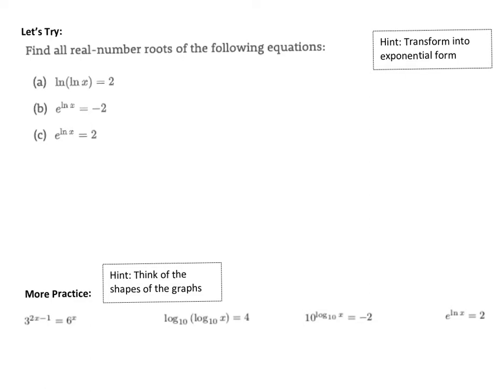So, part A, let's do that one together. Part A is ln of ln of x equals 2. Well, you need to realize that if we're going to put this into exponential, the base for ln is always e. Just like for log, the base is always 10 unless specified. So bringing it into exponential, I'm really going to have e squared equals the argument ln of x.